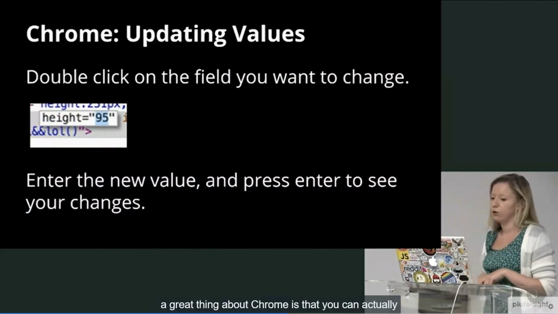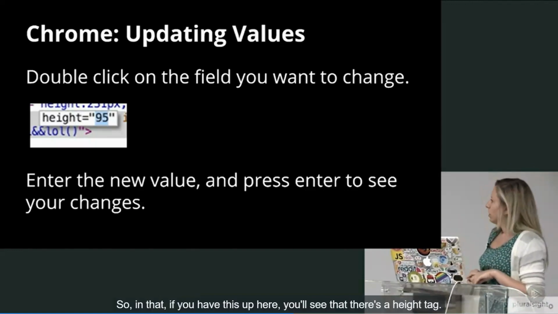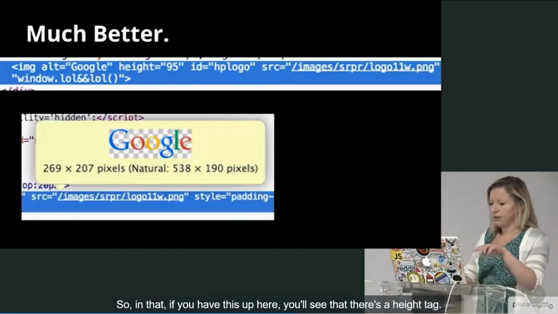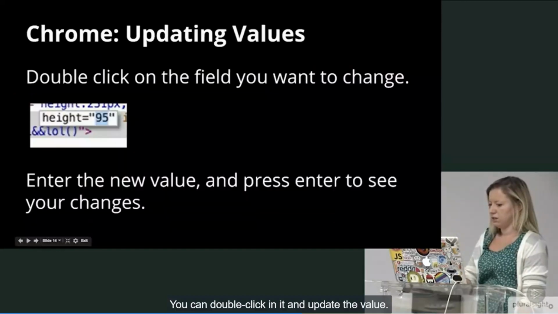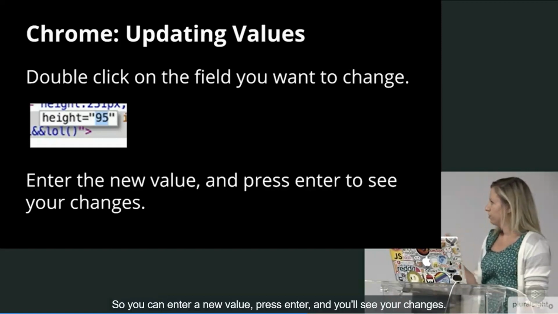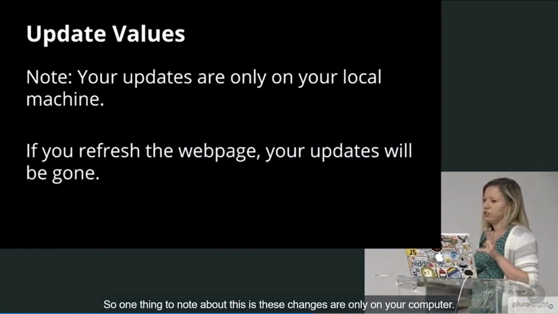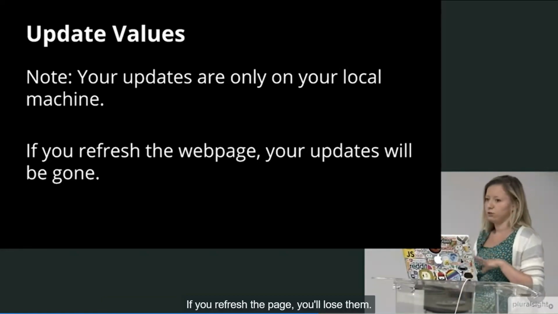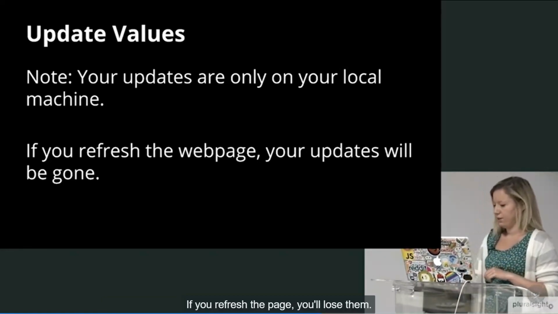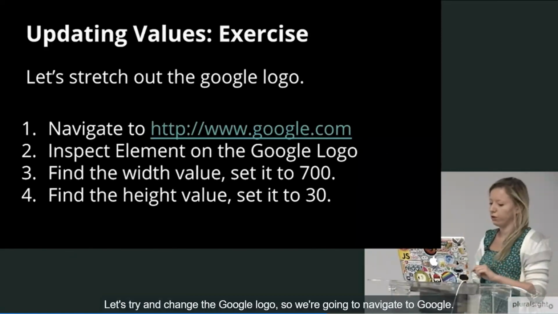A great thing about Chrome is that you can actually go ahead and update the values. So if you have this up here, you'll see that there's a height tag. You can double click in it and update the value. So you can enter a new value, press enter, and you'll see your changes. One thing to note about this is these changes are only on your computer. If you refresh the page, you'll lose them. So let's try and change the Google logo.